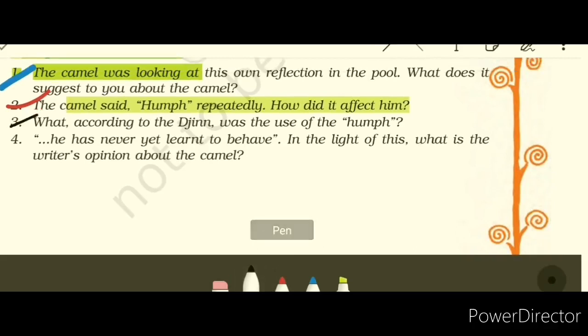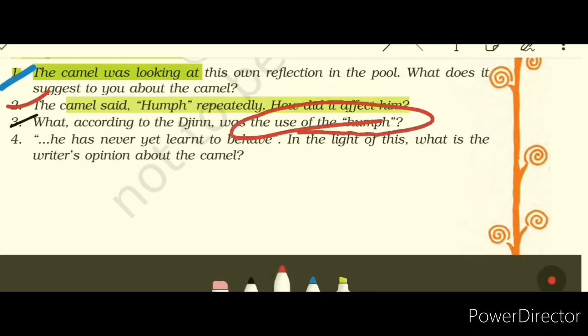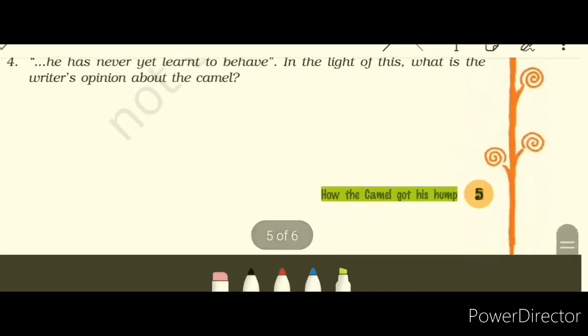Here. What, according to the jinn, was the use of the hump? So the jinn simply stated that the hump would not make him hungry. He could continue working without ever feeling hungry for days, isn't it? This still serves the purpose. I have already stated the purpose of the hump of the camel, right? Now the final question, what does it say? Let's find out.